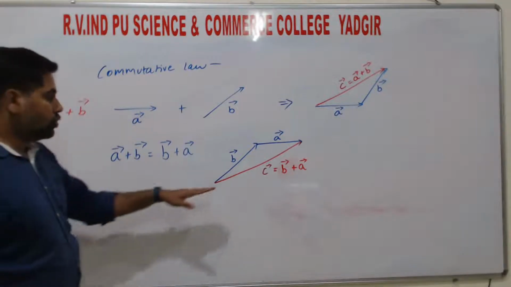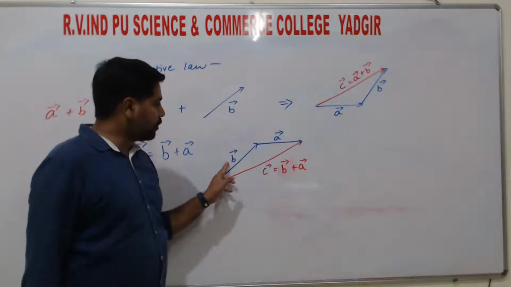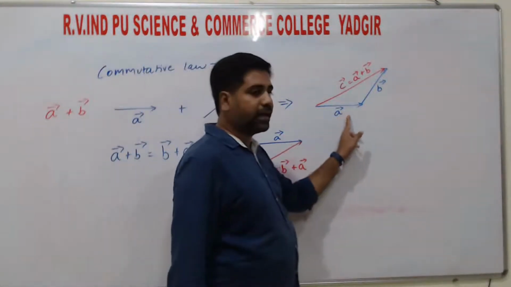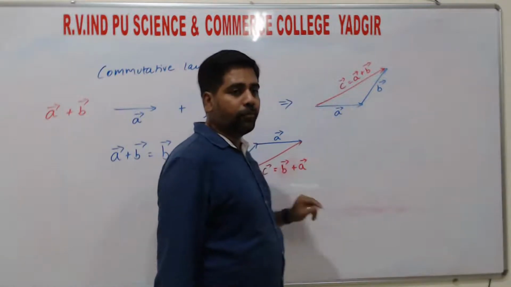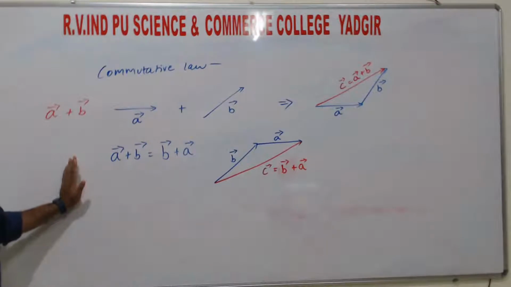Right? So in this one, for vector B plus vector A, first we take vector B, then join vector A. Here, first we take vector A, then join with vector B, right? So this is the commutative law, right?